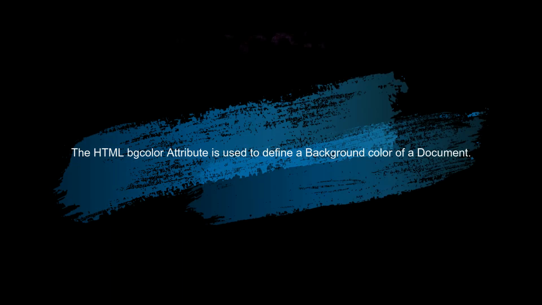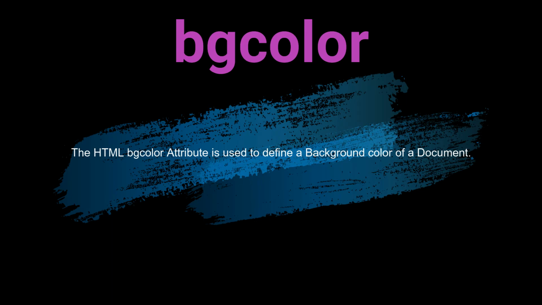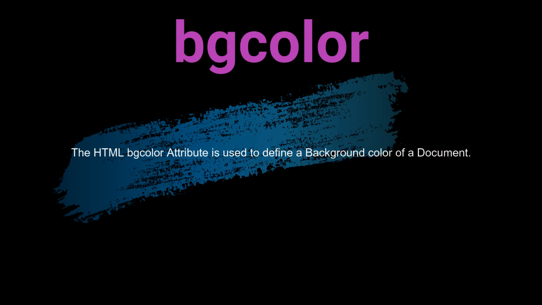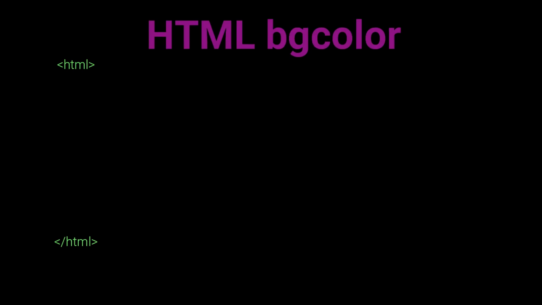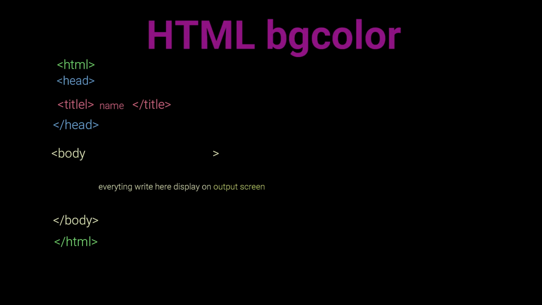The HTML bgcolor attribute is used to define a background color of a document. Firstly, we write the HTML basic structure. Now we write the HTML open tag and close tag. Second, we write the head tag open and close. Third, we write the title open and close tag inside the head tag. Inside the title tag we write the name of the document. At last, we write body tag open and close.